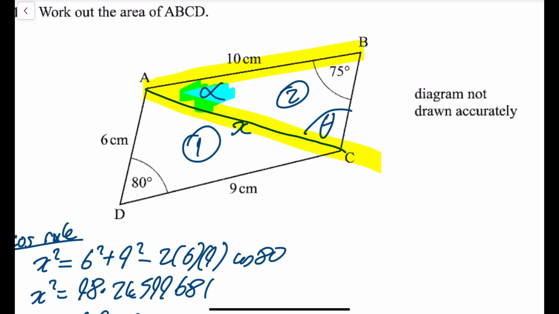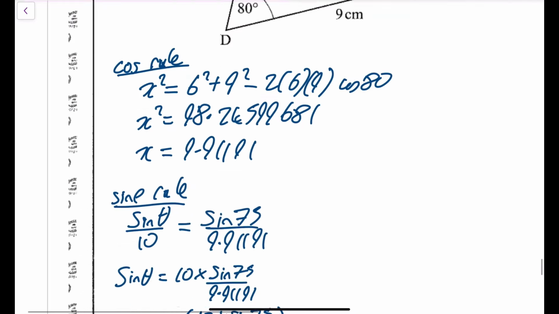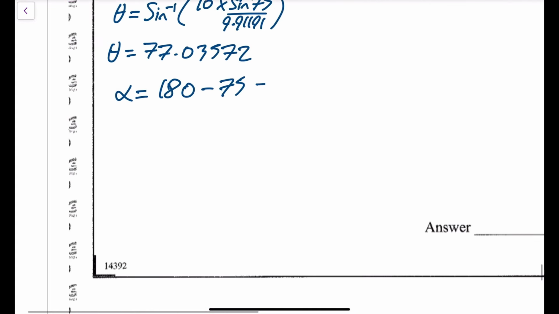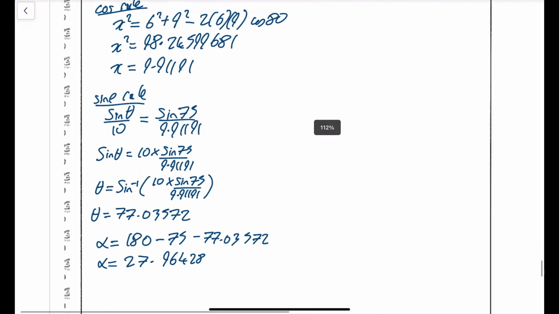Then I have a side, included angle. I can use the area of a triangle as a half ab sine C. So I need to find my alpha. Remember, I've just worked out theta, so I can use the fact that 3 angles in a triangle add to 180. So alpha is going to be 180 minus my angle up there, which was 75, and theta, which was 77.03572. So my alpha worked out to be, if I've done that correctly, 27.96428. Okay, we're good to go.